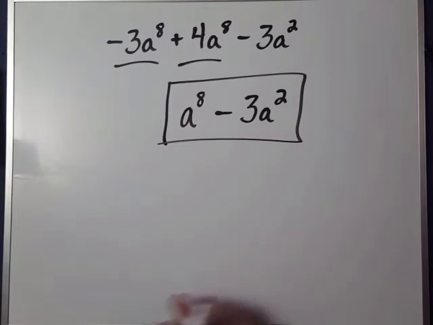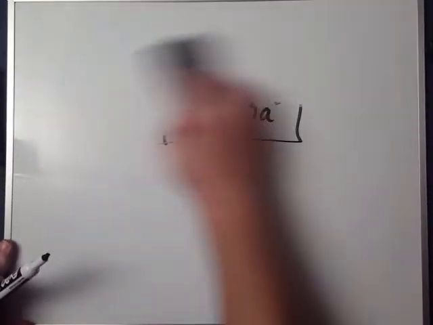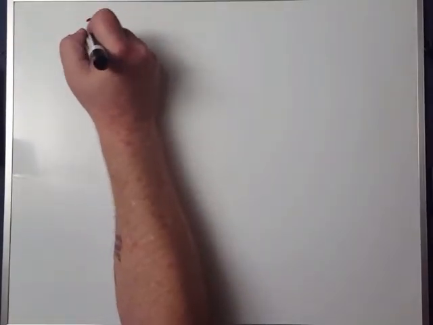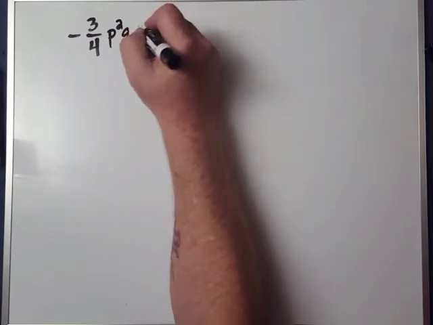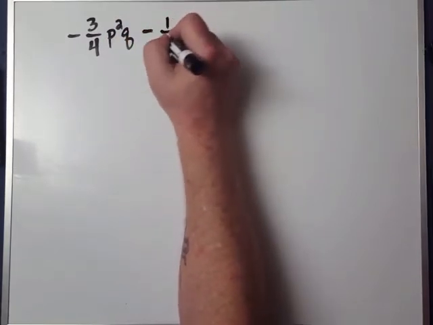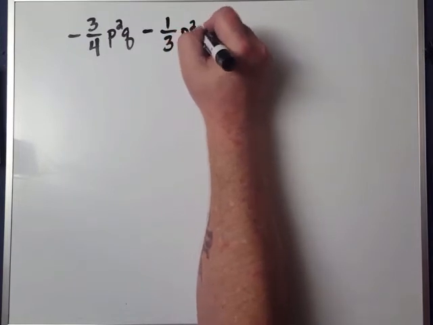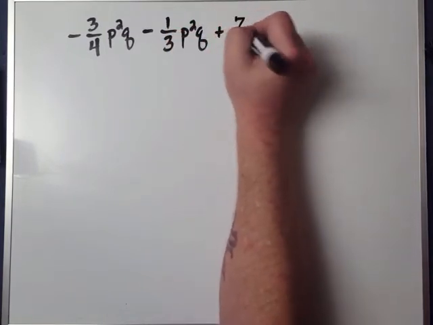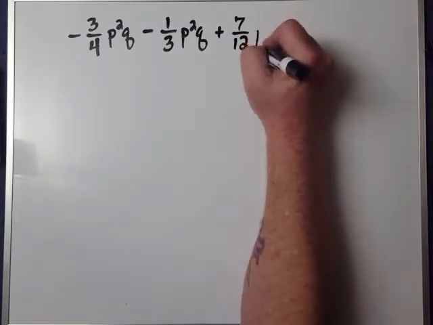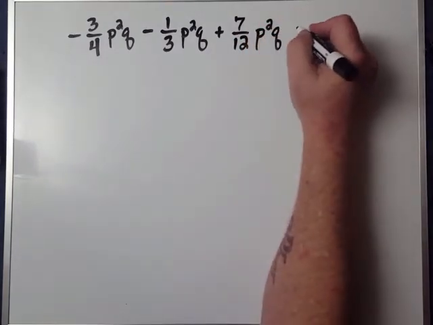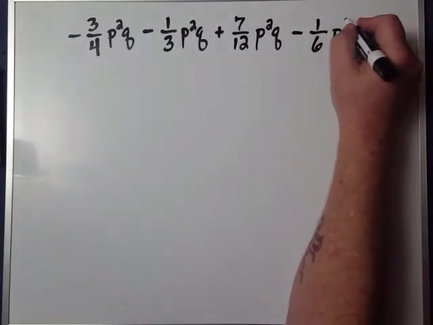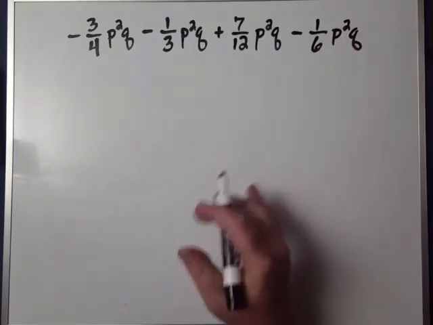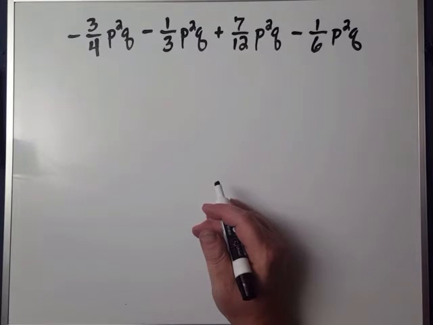Let's look at number 32. In number 32, we have some fraction coefficients. Fractions are real numbers. Any number on the number line is a real number. So this is still a polynomial. We've been asked to simplify this polynomial by combining like terms. Well, these are all like terms. These are all p squared q terms.